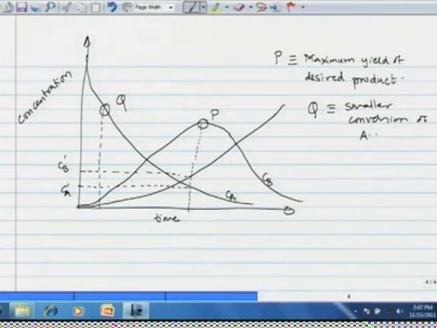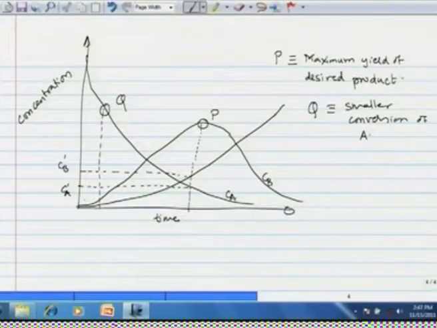Now, we are encountering an economic trade-off. At point Q, the conversion of A is small. However, as you will see, the conversion of A into C is negligibly small. You can see that concentration of C corresponding to concentration of Q is very small. That means, at point Q, we have negligible loss of raw material to waste product.